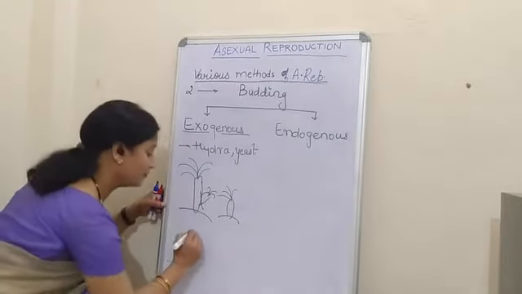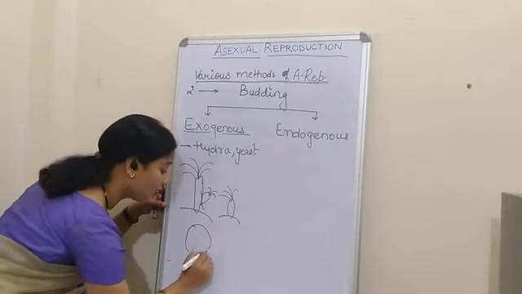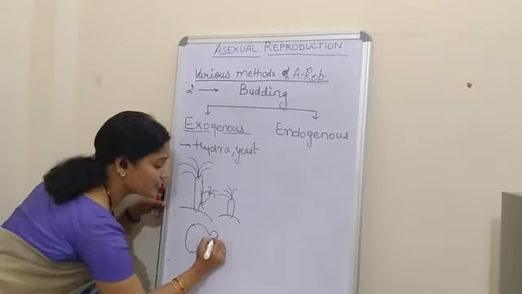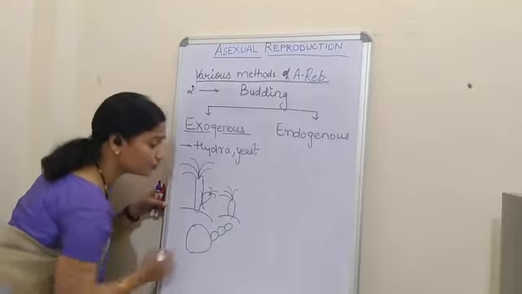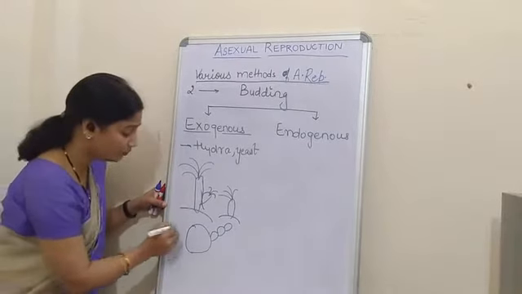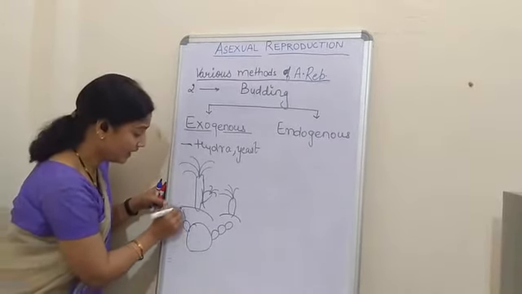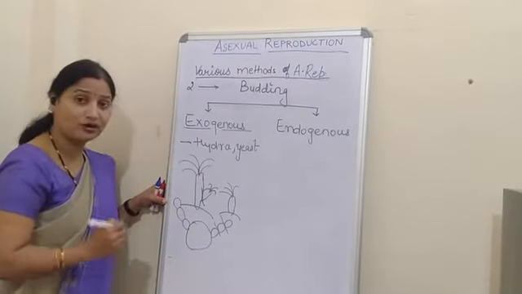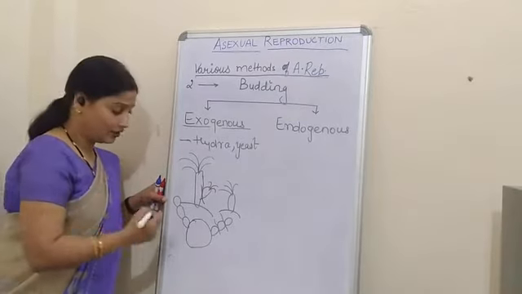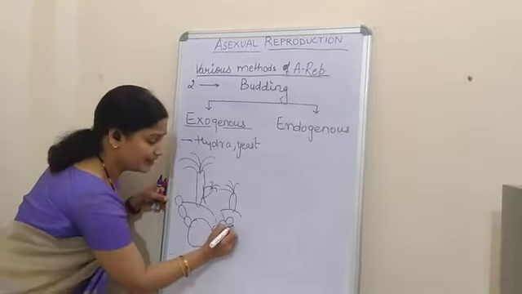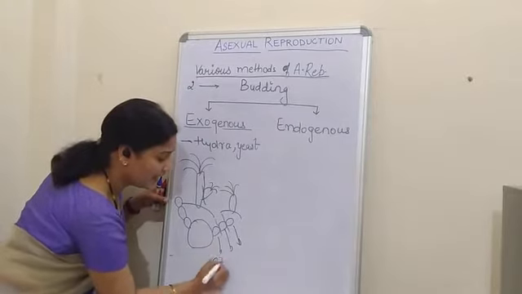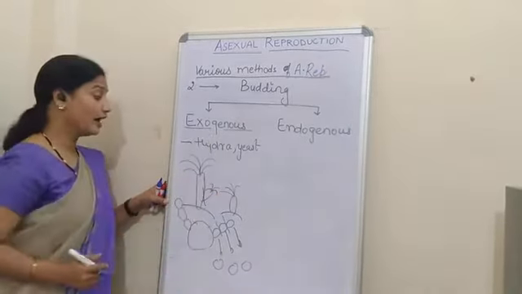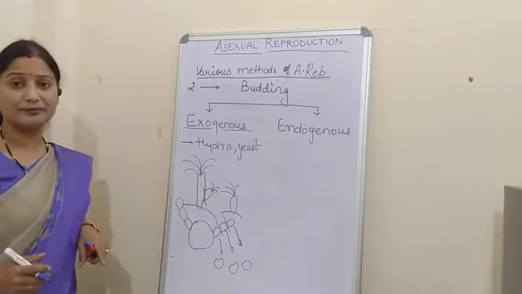One more example, there is a fungus called yeast. Now what happens? This yeast also develops some outgrowth in the form of a chain on its outer body surface, and when these structures become heavy or mature, they fall from here and develop as a new yeast. This is called exogenous budding.